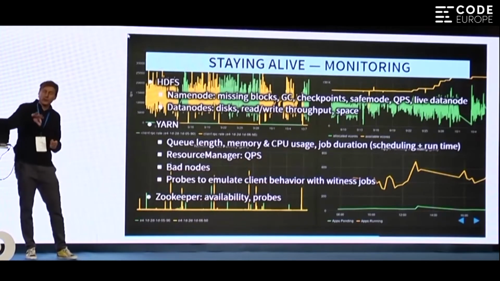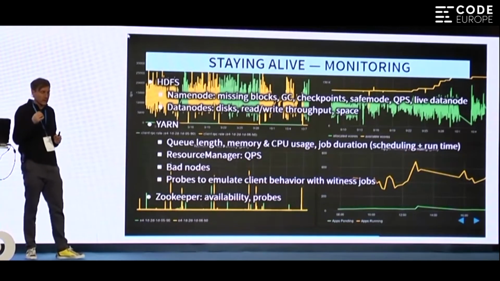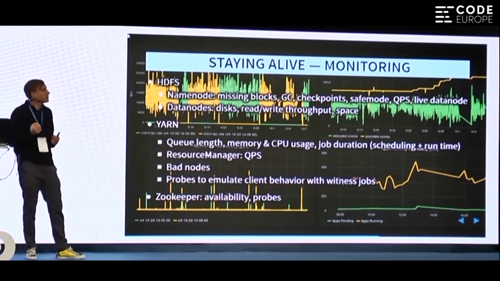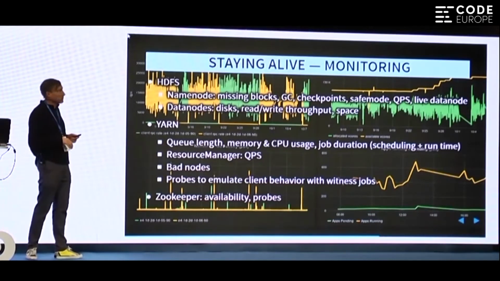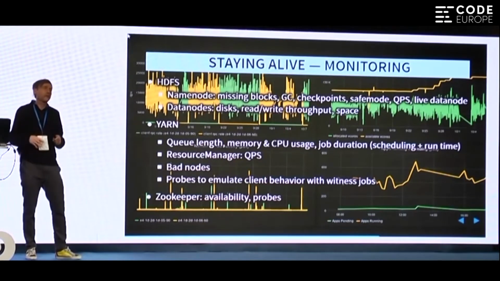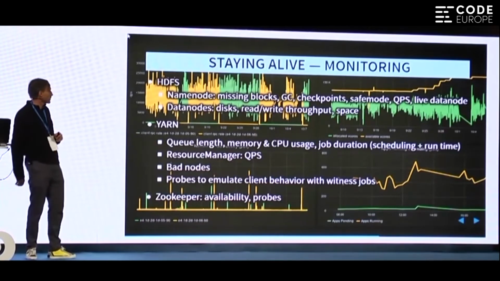We write graphs of how long it takes to run standard operations which don't change. And if it suddenly takes longer to create a file, to create a directory, to read a file, then we know something's going on.